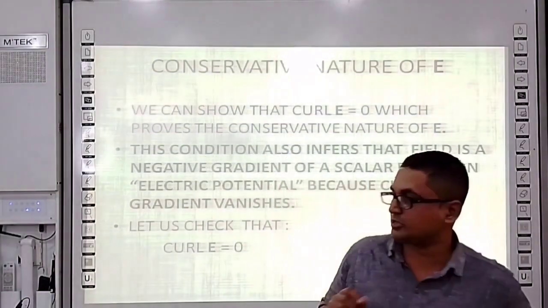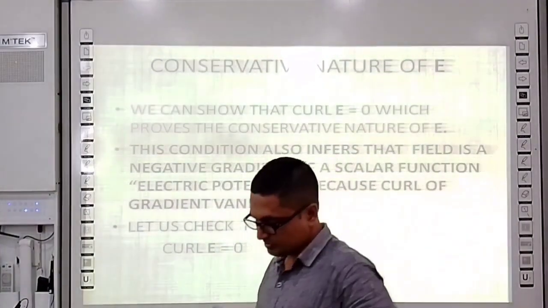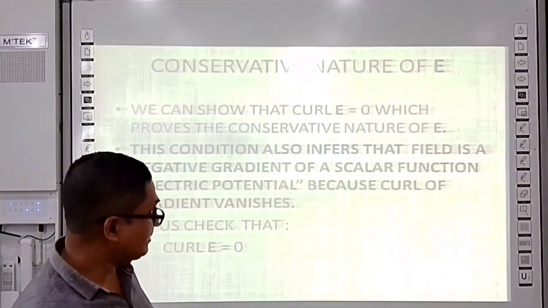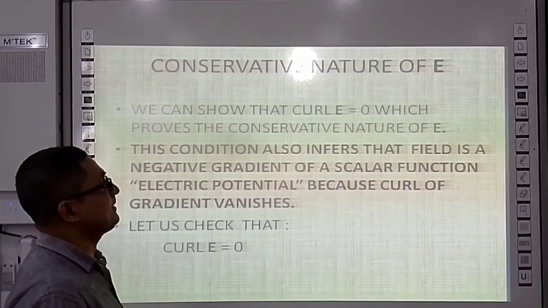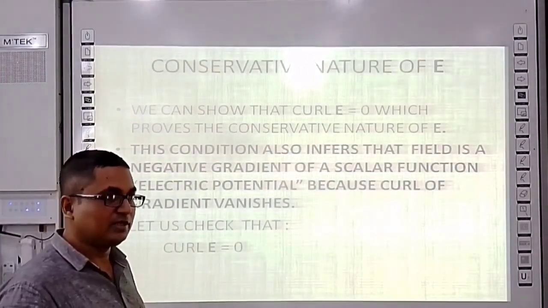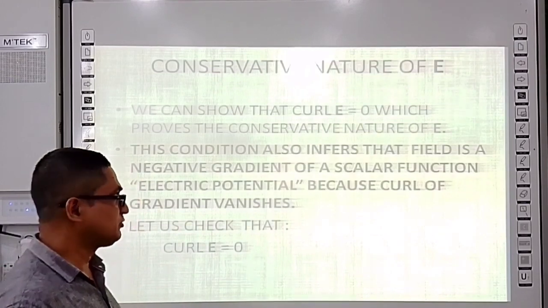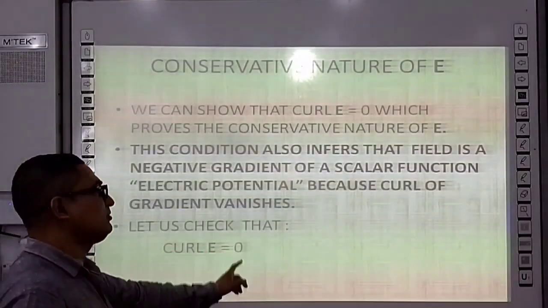The electric field is conservative, and it's conservative from the conception that if you take the curl of it, then it becomes zero. It's a very basic definition of a conservative field, that if the curl of a field is zero, then it automatically means it's a conservative field. So electric field is a conservative field, and we can check that also, that the curl of E is equal to zero.